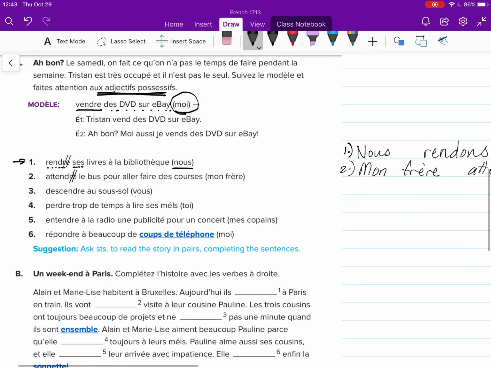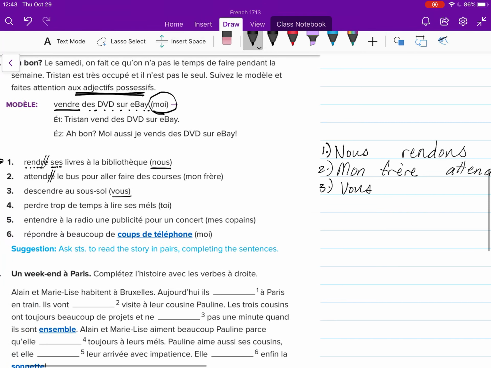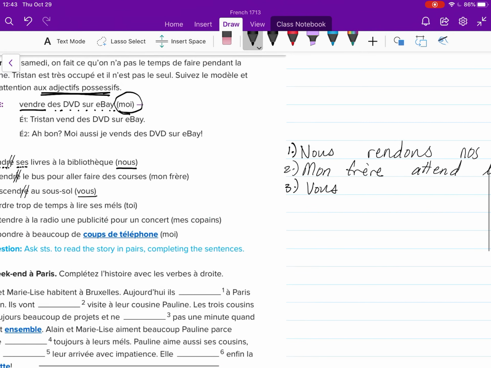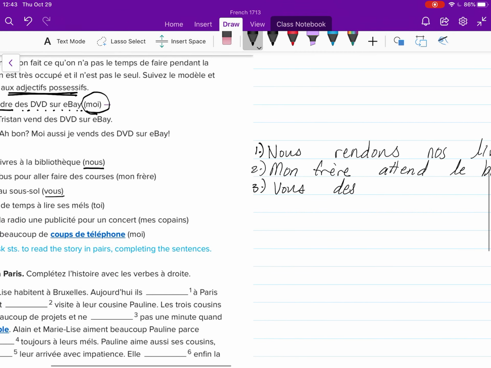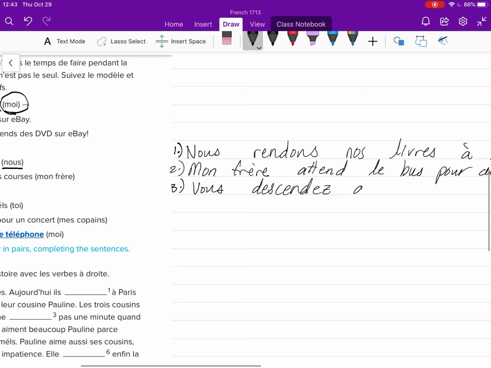Numéro 3. Vous with descendre. Vous. My verb descendre, I'll take off the RE. I'll use my root. Add easy for my ending. Vous descendez au sous-sol. You're going down into the basement.